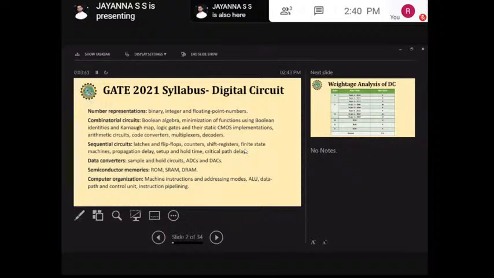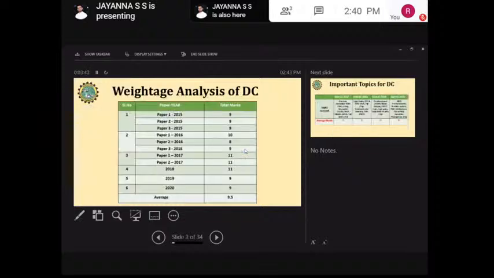Let us see the weightage analysis of digital circuits in previous years. In 2015, paper 1 was asked for 9 marks, paper 2 also for 9 marks, and paper 3 also for 9 marks. Coming to 2016, it is asked around 8 to 10 marks. In 2017, it is asked for 11 marks; 2018, 11 marks; 2019, 9 marks; and 2020, 9 marks.